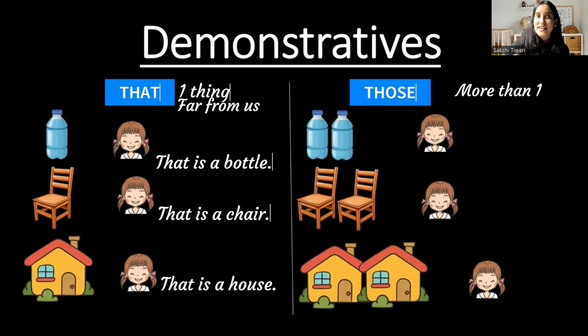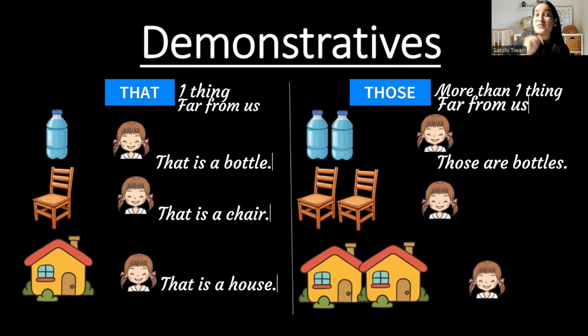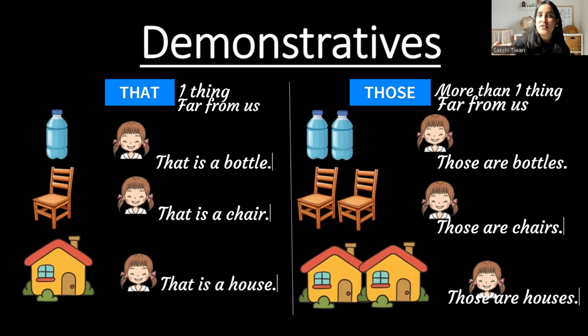Similarly, when something is more than one and it is at a distance from you, you'll say, oh, those are bottles. Those are chairs. Those are houses, right? Far away from you and they are more than one in quantity. That is where we use those.